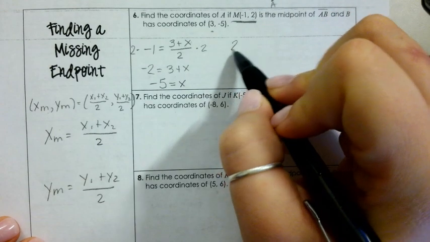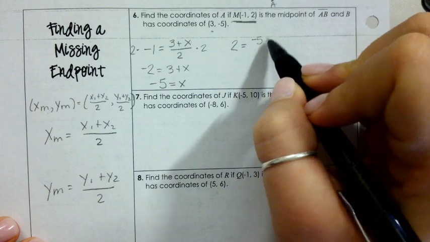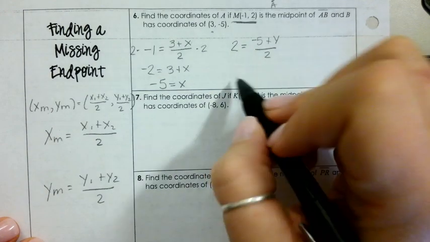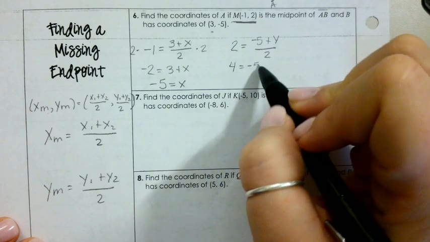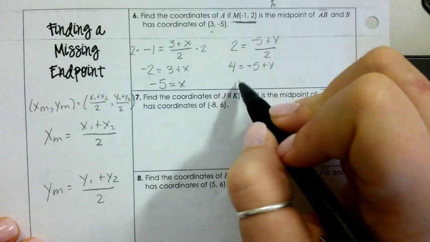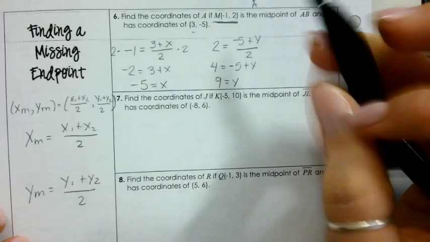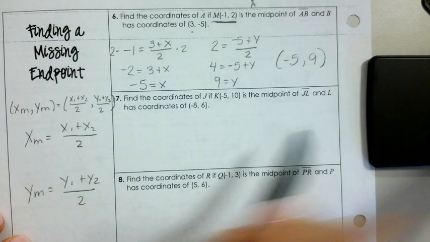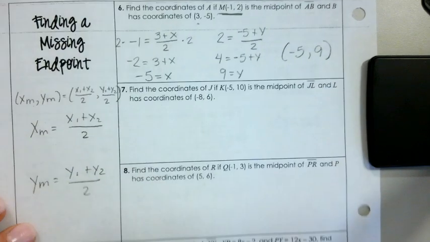Now we're going to do the same thing. Here is our midpoint, so 2 is equal to negative 5 plus Y over 2. Again, we need to multiply by 2 on both sides. So 4 is equal to negative 5 plus Y. Add, and we get 9 is equal to Y. So what is our endpoint? It is negative 5, 9, because this was the X and this was the Y.